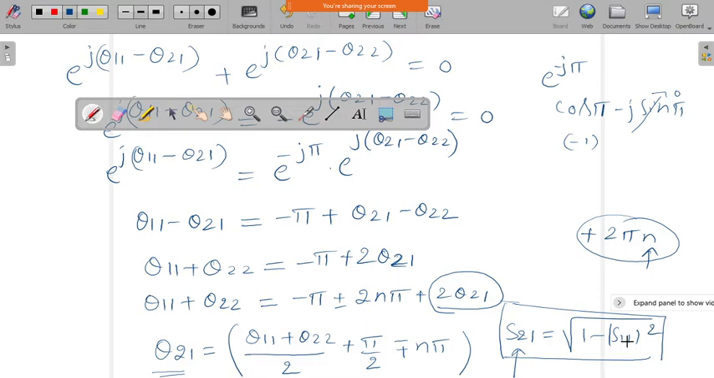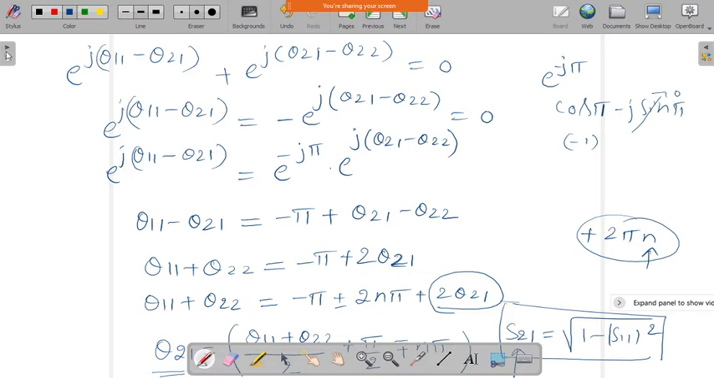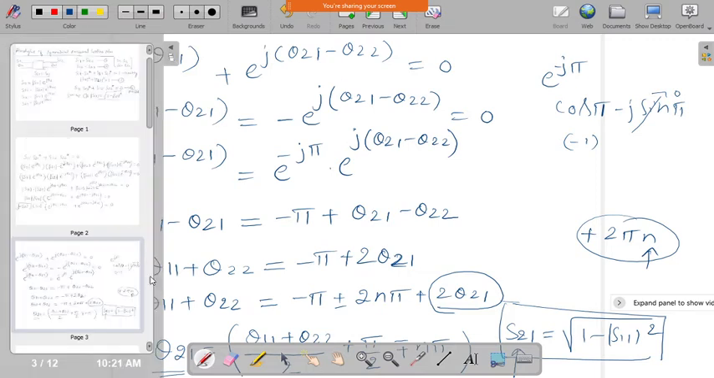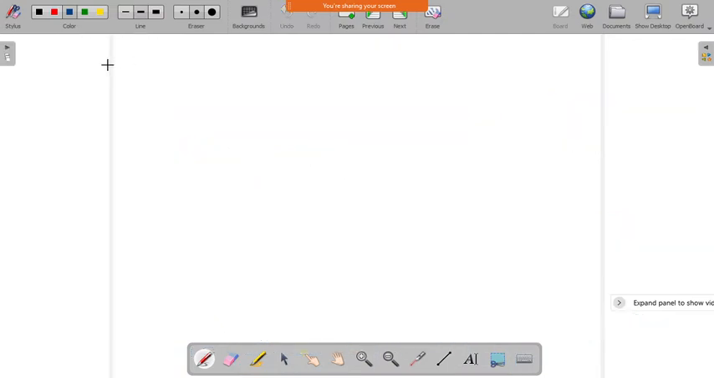If you have any doubt in this, you can ask. Otherwise, we will see how we can find out some particular S parameters for a particular reciprocal network. So any doubt in this? Okay, if you have any doubt, you can ask.